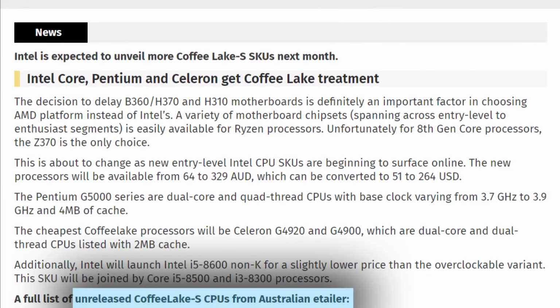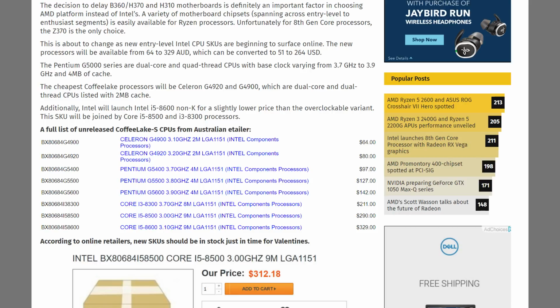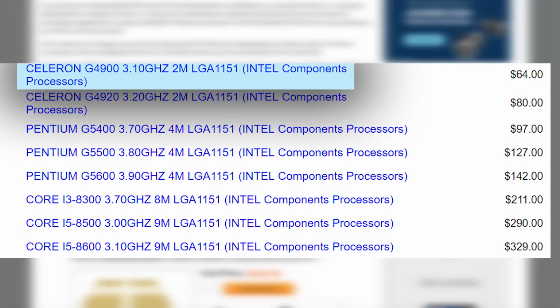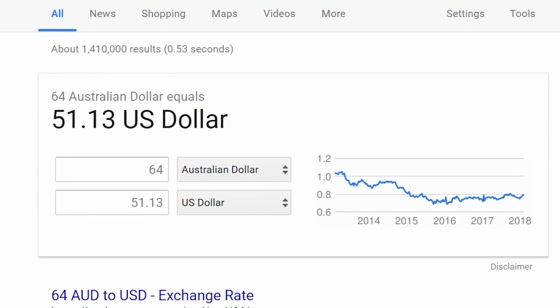An Australian retailer has apparently leaked out quite a few new Intel Coffee Lake CPUs, and they're finally the entry-level SKUs I know many of you have been hoping for. With it will possibly come the more entry-level motherboards like the B360. The wave of new processors starts with a host of Celeron and Pentium CPUs, the first of which is the Celeron G4900 for just $64, which translates to $51.